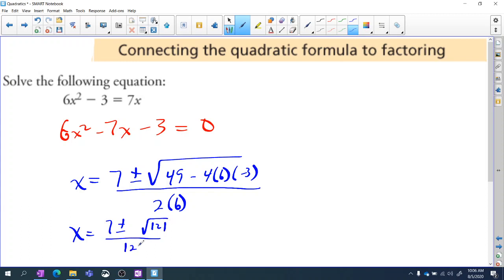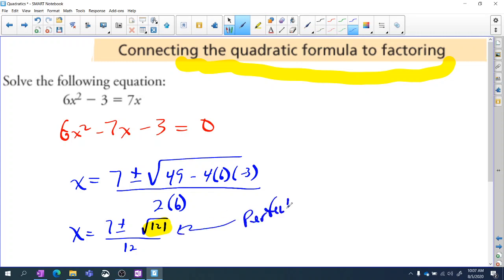Okay, so here is, you notice up here it said connecting the quadratic formula to factoring. This is the dead giveaway right here. 121 is a perfect square. If this number underneath here is ever a perfect square, that tells you, and again, you wouldn't go back and do it, but it tells you that this would factor.